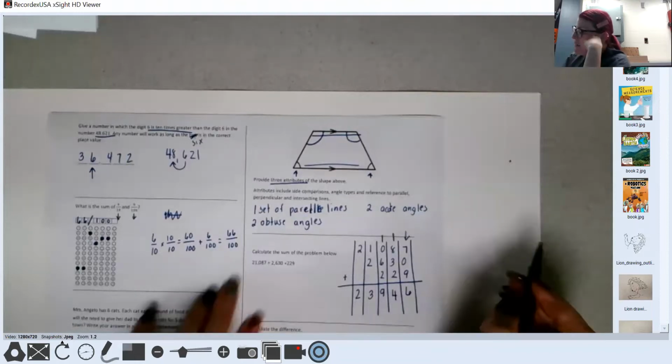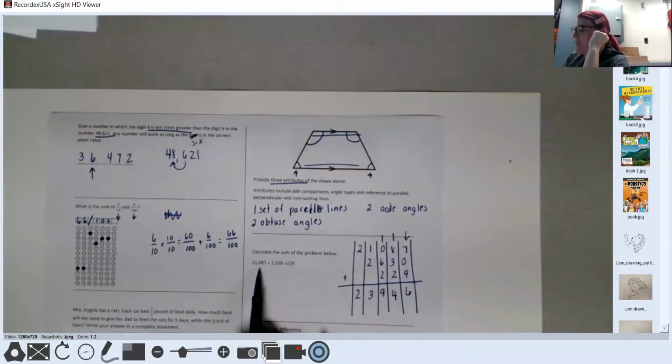So my sum of 21,887 plus 2,630 plus 229 is 23,946.